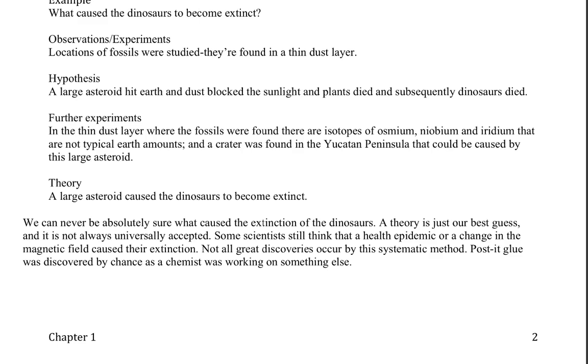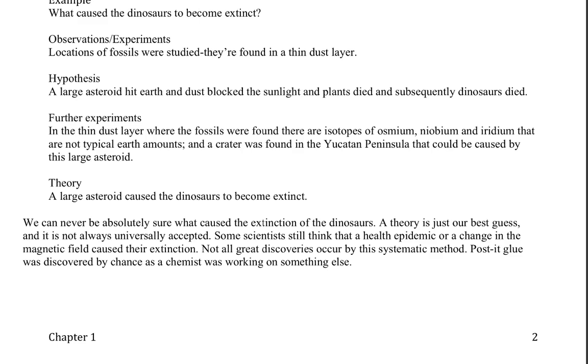The hypothesis from that is a large asteroid hit the Earth and the dust created from that impact blocked the sunlight, and plants died from lack of sun, and subsequently dinosaurs died. Further experiments in the thin dust layer where the fossils were found show there are isotopes of osmium, niobium, and iridium that are not typical Earth amounts.